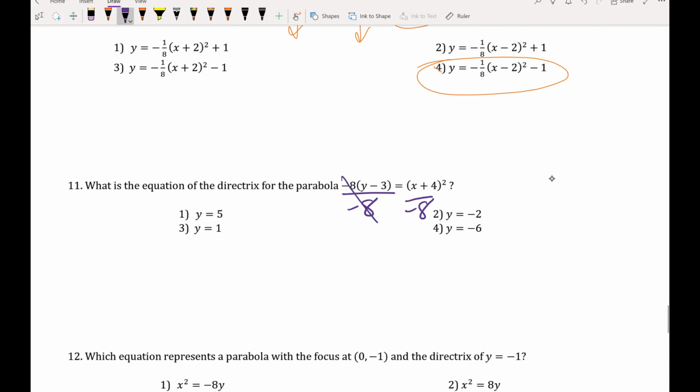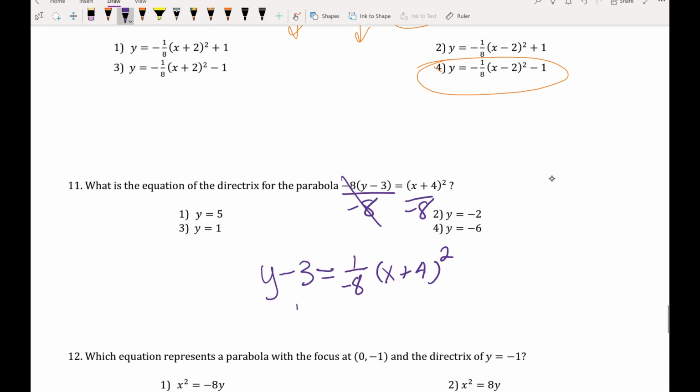Divide by 8 to get that to cancel. And you're left with y minus 3 equals... Now, I could write this as (x plus 4) squared over -8. But I'm going to pull that -1/8 out into the front, because remember, dividing by a number is the same as multiplying by 1 divided by that number.